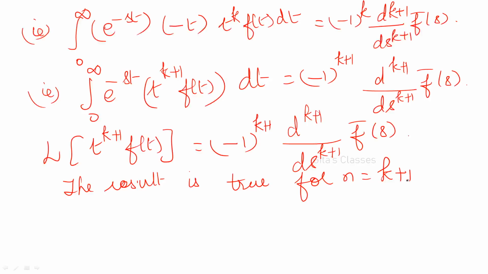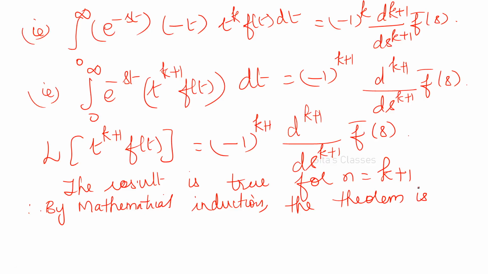So we have proved that for n is equal to 1 it is true, and by assuming it for n is equal to k, n is equal to k plus 1 is also true. Therefore, by mathematical induction, the theorem is true for all positive integers n. Okay, this is the proof.